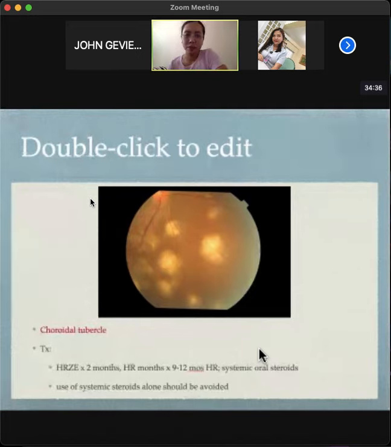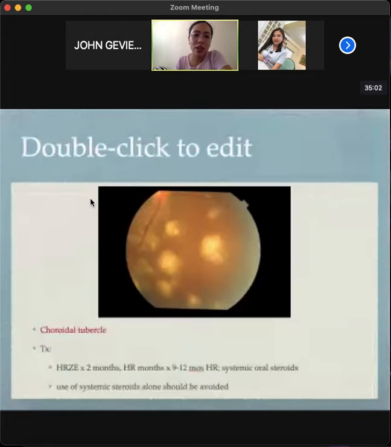You give HRZE for 9 to 12 months. And aside from that, we ophthalmologists give steroids starting at 2 weeks. So you don't give systemic steroids at once. Very important treatment would still be the HRZE.